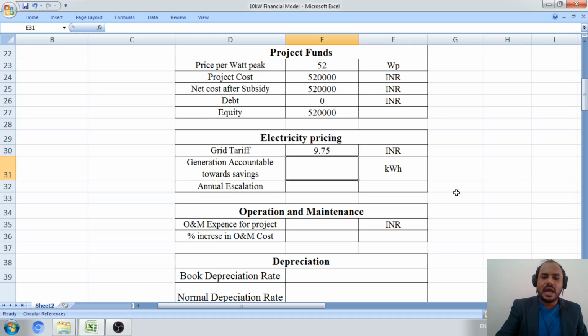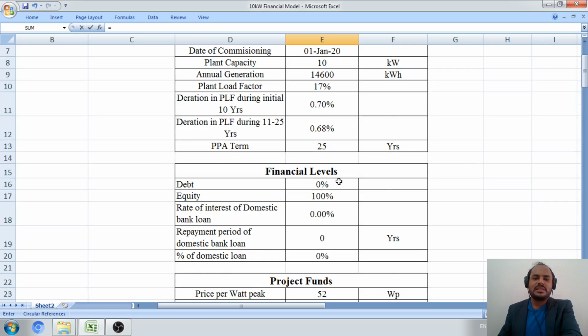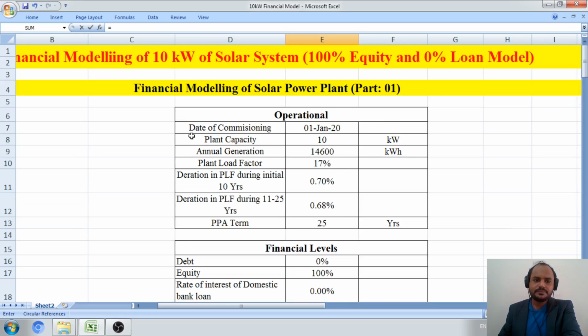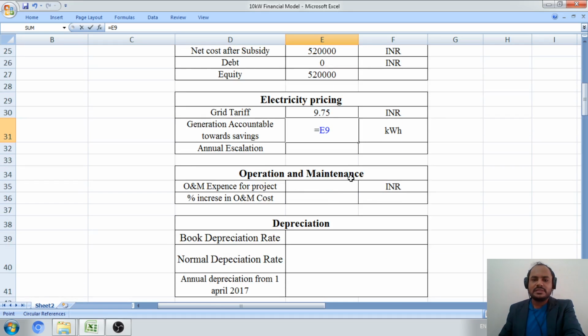Then we have to consider the generation accountable towards the saving, that is, how many units we are going to generate from the solar power plant installation. We have already considered that in step number 1 in the operational parameters. Just select this particular cell. The annual generation is 14,600 kilowatt hours. Just select this cell.